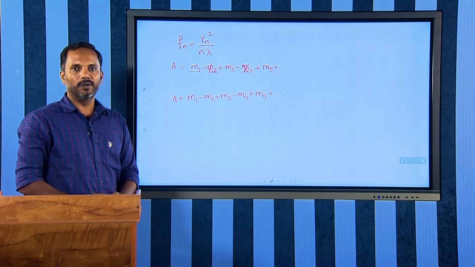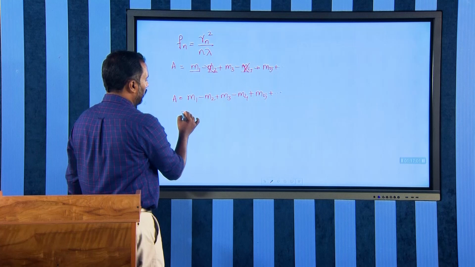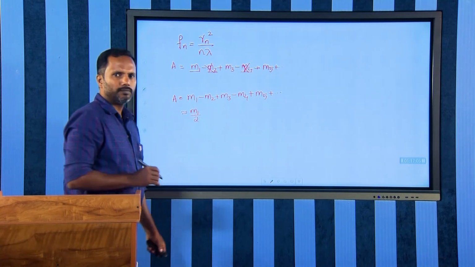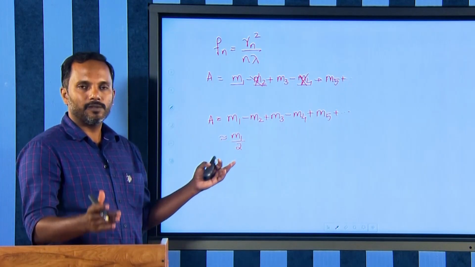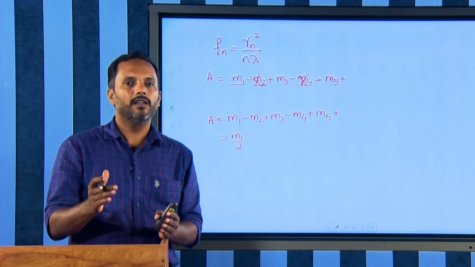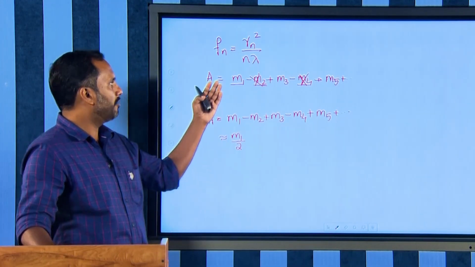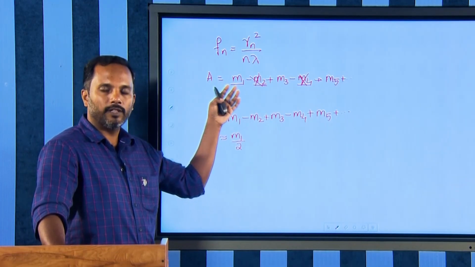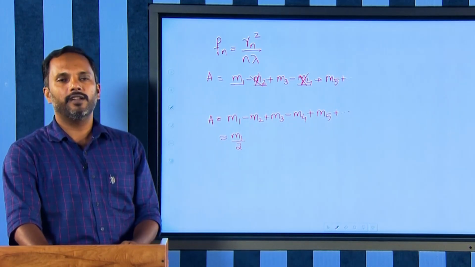If n is an odd number, we have already discussed that the amplitude is equal to m1 divided by 2. Here the amplitude is m1 by 2, so it is small and its intensity will be small. So, when we have the odd number of zones opaque, we will be getting a much greater intensity.